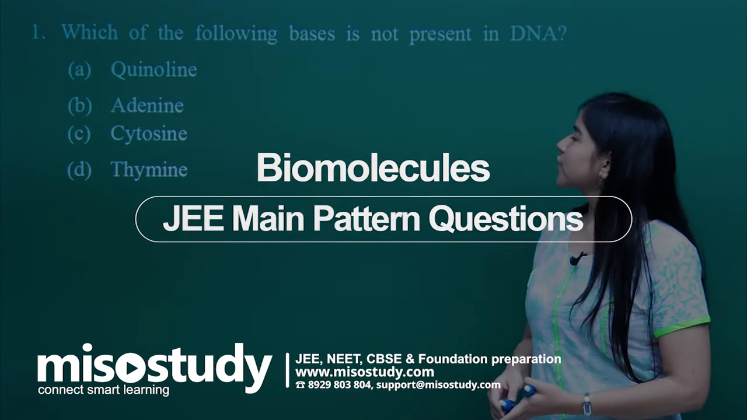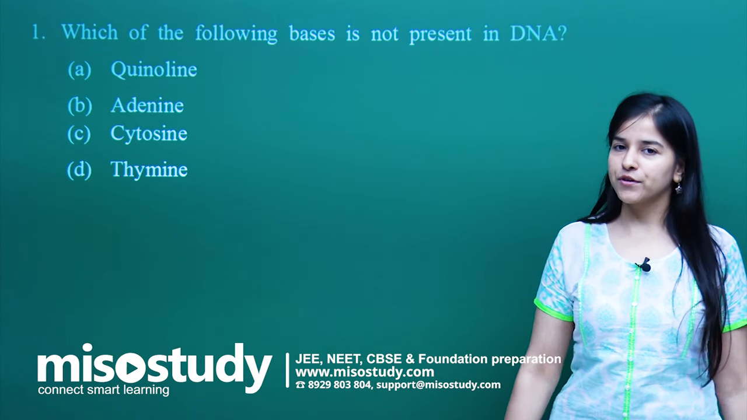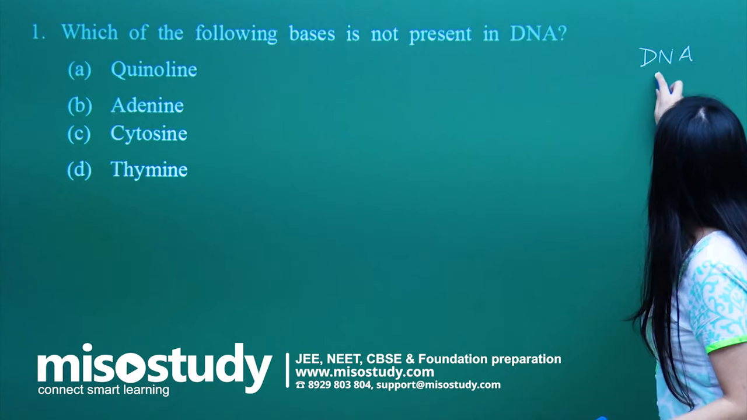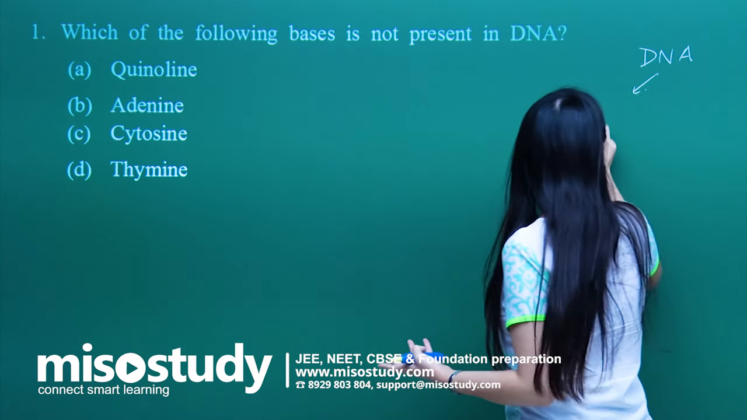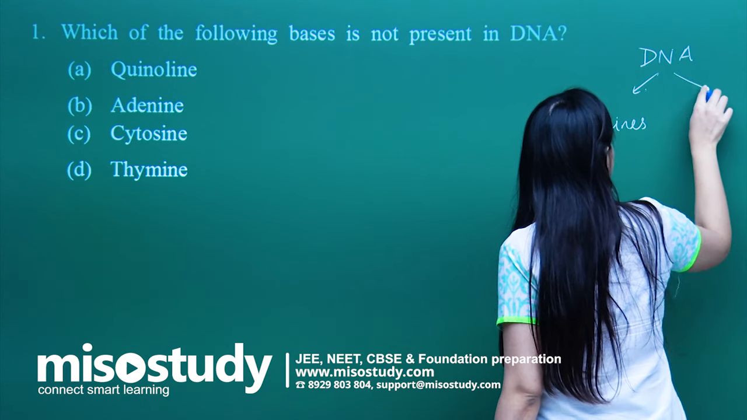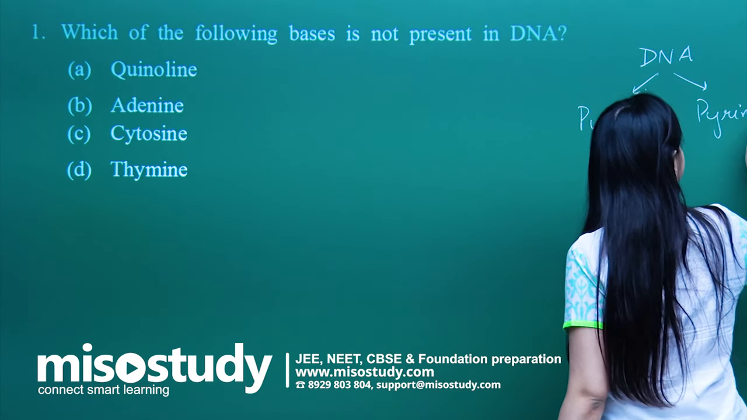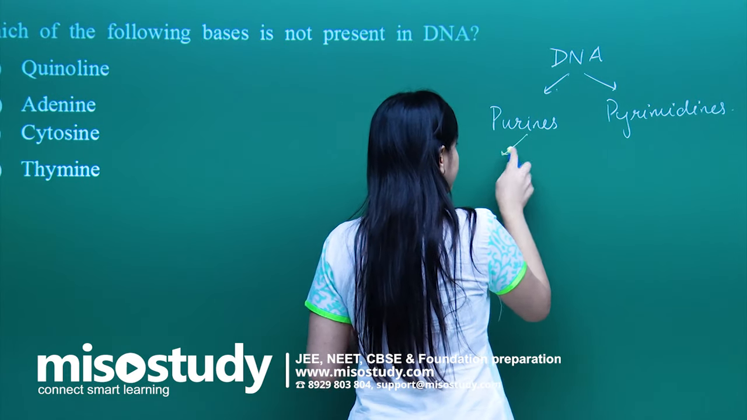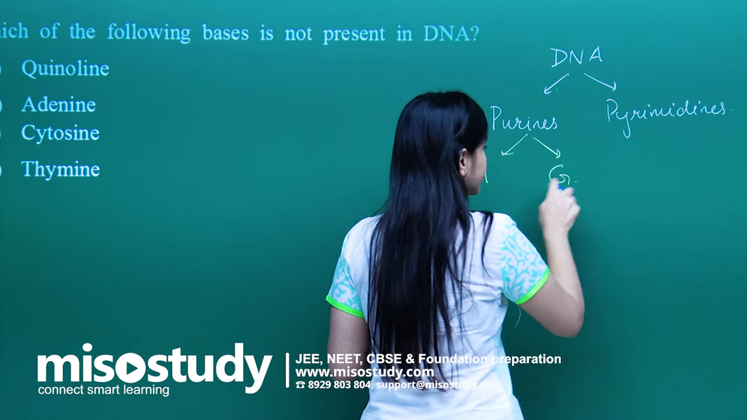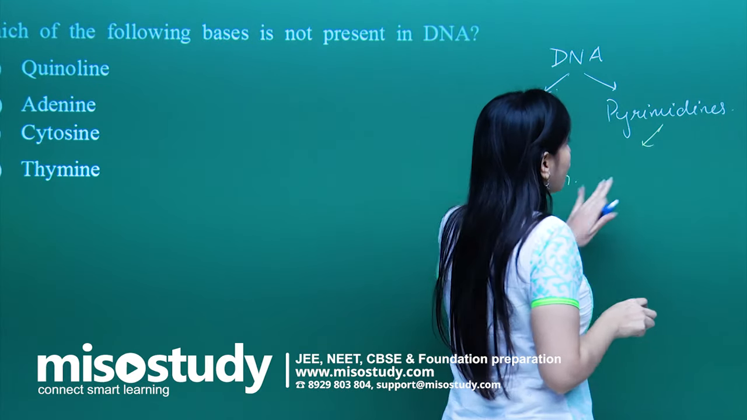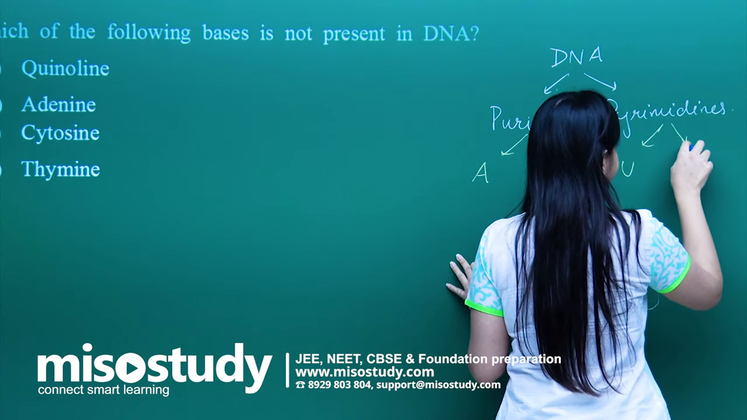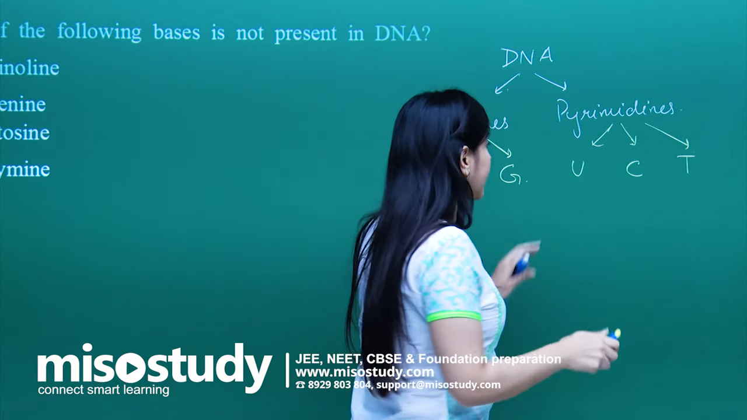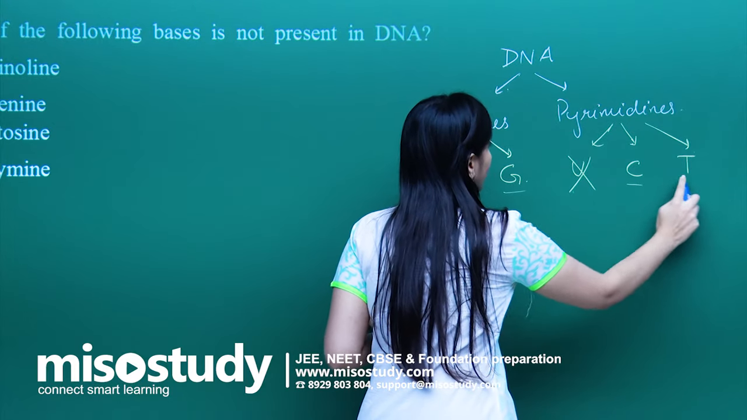Which of the following bases is not present in DNA? You must have proper knowledge of DNA, so let us recall that. DNA contains two kinds of bases, purines and pyrimidines. Under the category of purines, we have adenine and guanine, A and G. Under the category of pyrimidines, we have uracil, cytosine and thymine. But in DNA, uracil is not present; the other four bases are present.